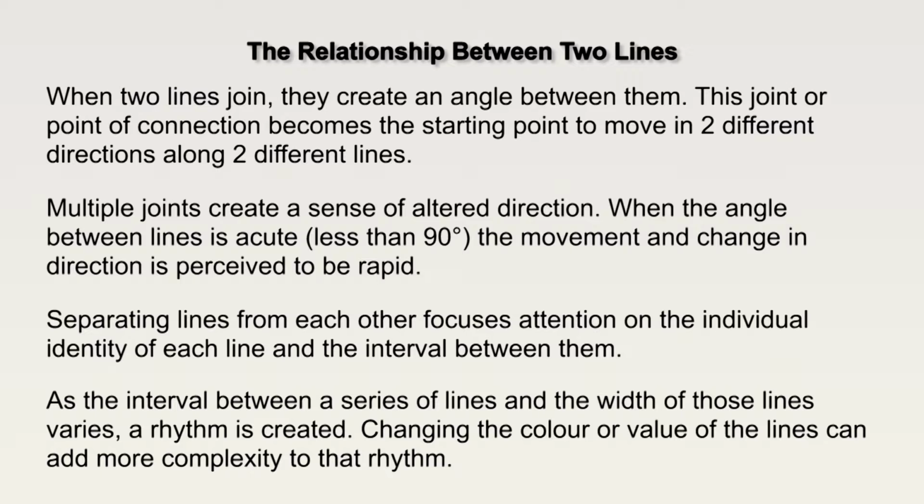Relationship between two lines. There are endless possibilities when two lines meet or are used together. When two lines join, they create an angle between them. This joint or point of connection becomes the starting point to move in two different directions along two different lines. Multiple joints create a sense of altered direction.